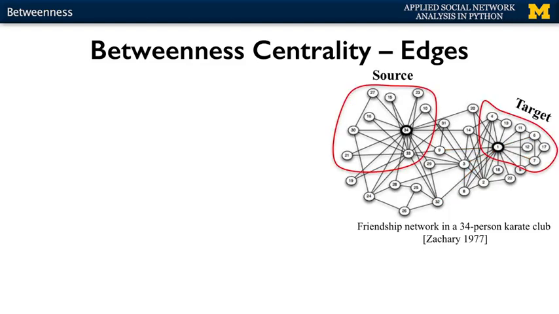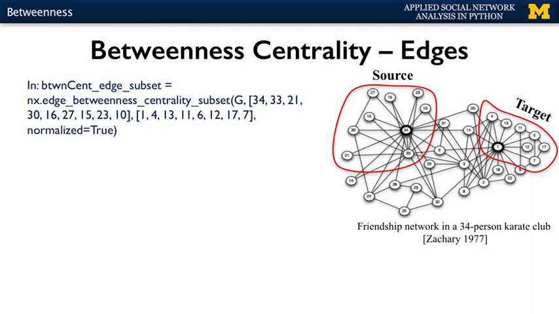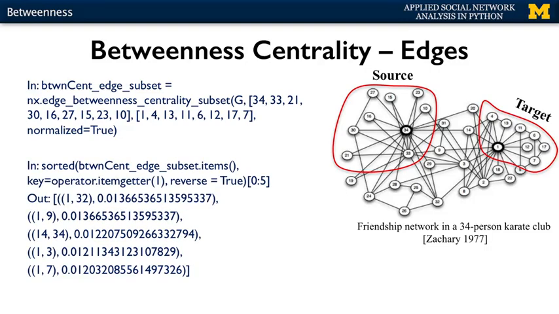In the same way that you could define a specific set of source nodes and a specific set of target nodes, you can do the same thing when you compute the edge betweenness centrality rather than the node betweenness centrality. And for this, you can use the function edge_betweenness_centrality_subset, and you pass again the graph and the source nodes and the target nodes. And if we find here the top 5 edges with the highest betweenness centrality for this particular choice of source and target nodes, we find that these are the most important ones.